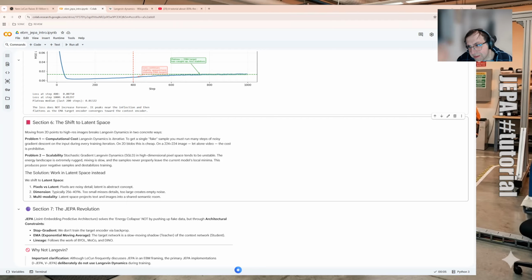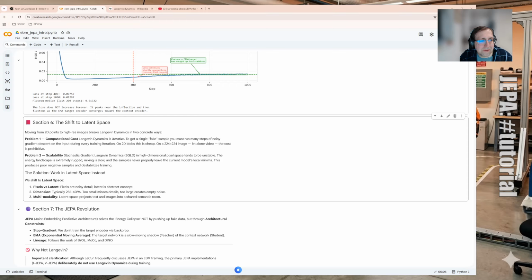And in the pixel space, because remember that Langevin operates in the original domain, it's really rugged. So the Langevin mixing is low. These kinds of chains never properly leave the local minima. So the negatives are poor and the training destabilizes. Maybe I'll do another tutorial where I can actually show you that if you apply these to images, it's really hard, almost impossible to make it work.